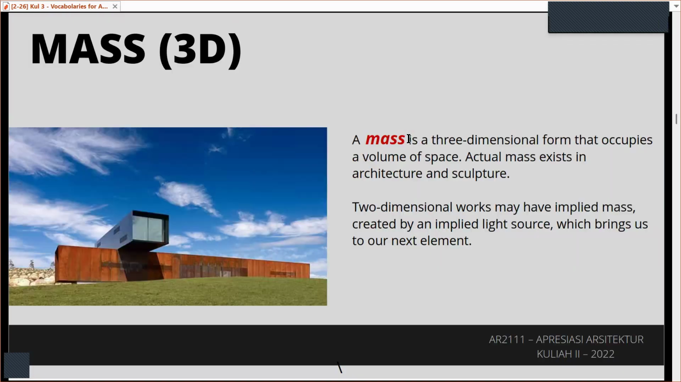Okay, mass, massing. Shape is two-dimensional; this is three-dimensional. Mass is a three-dimensional form that occupies a volume or space that actually exists. Actual mass exists in architecture and sculpture. A two-dimensional work may have implied mass created by implied light sources, which brings us to our next element. If you see this picture, how many masses do you see?